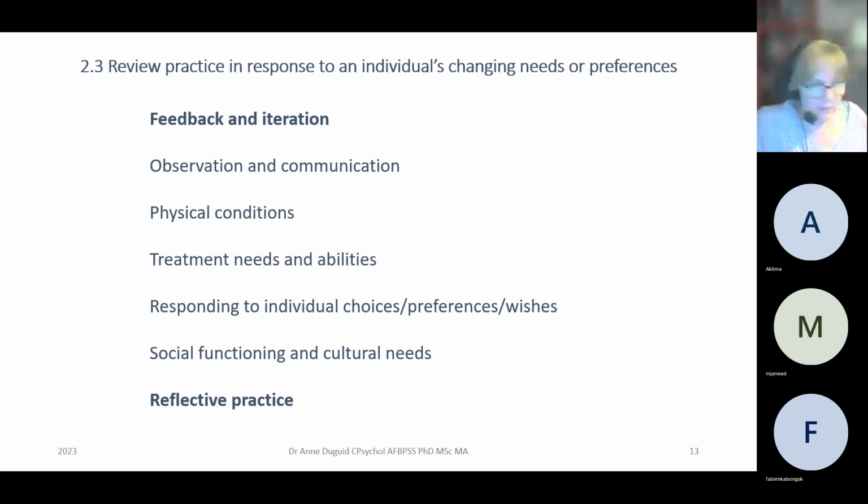So maybe at some point you're using a behavioral chart and some sort of stickers to help somebody do basic tasks. But then maybe they don't like that anymore because they've got bored of it. So you have to be able to change what you're doing in terms of treatment, in terms of interventions. And it's always about responding to their choices, their preferences, and their wishes.